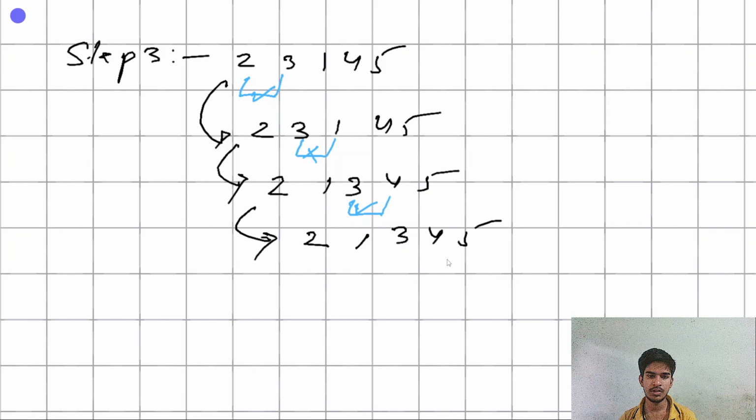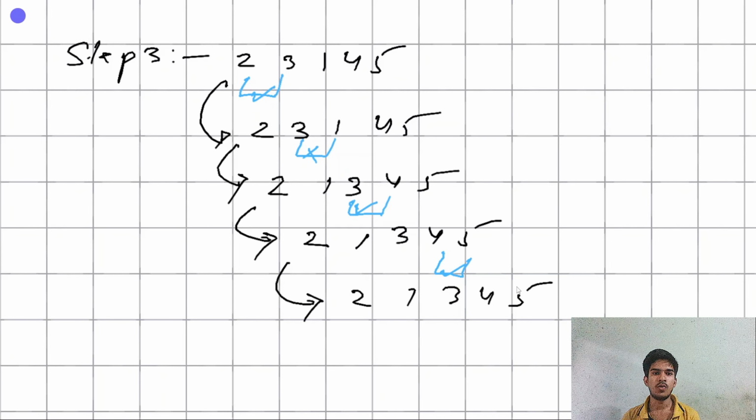Basically, what I'll do is check. Okay, this is equal, so it will become 2 1 3 4 and 5. So this is the explanation of the bubble sort algorithm. Okay, no, it's not really sorted actually. We'll go to step 4.